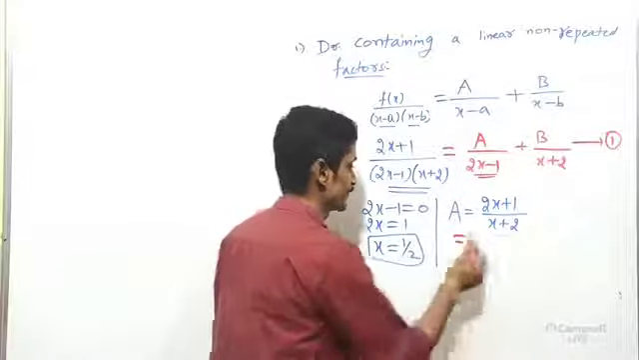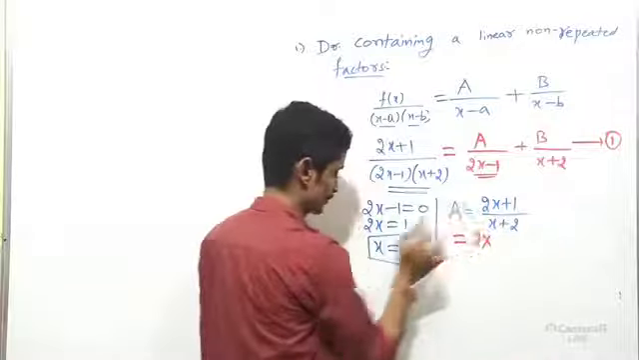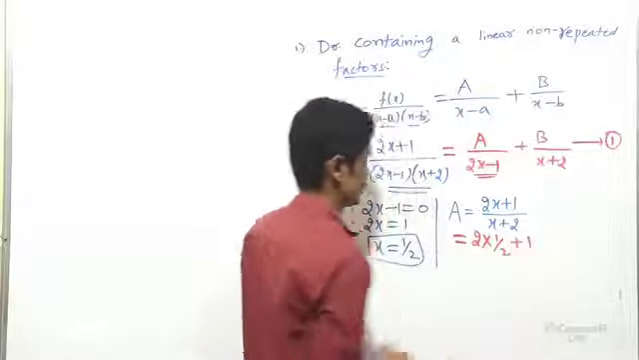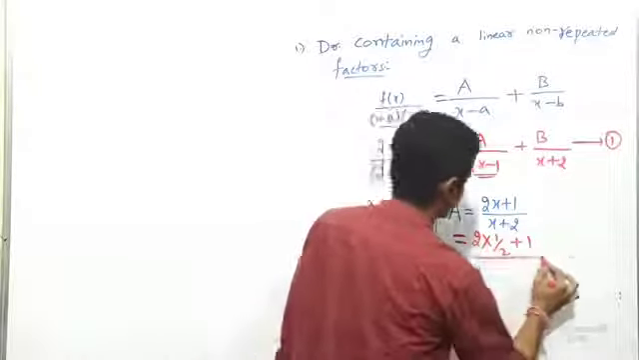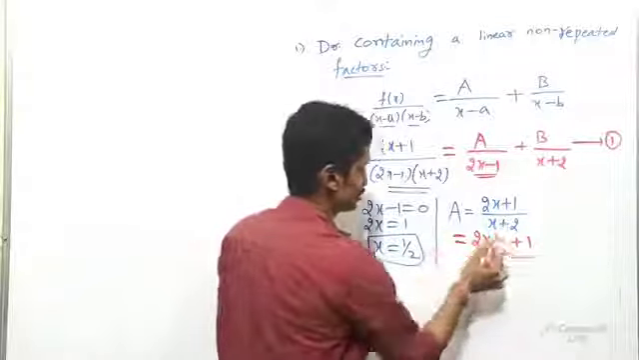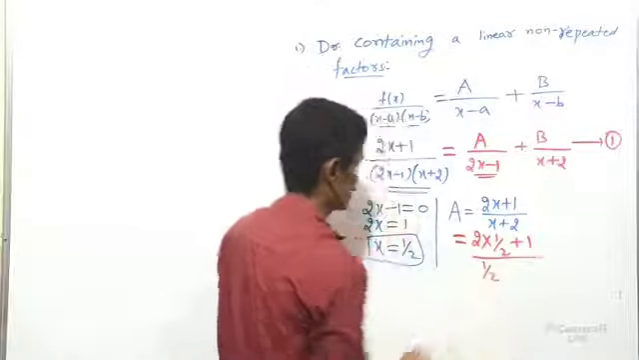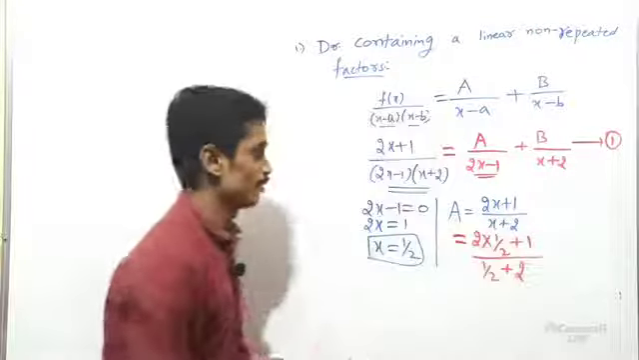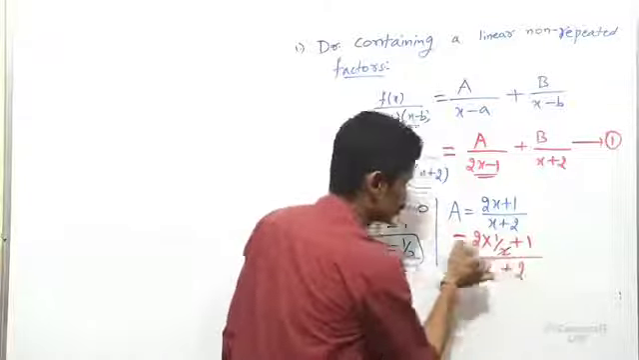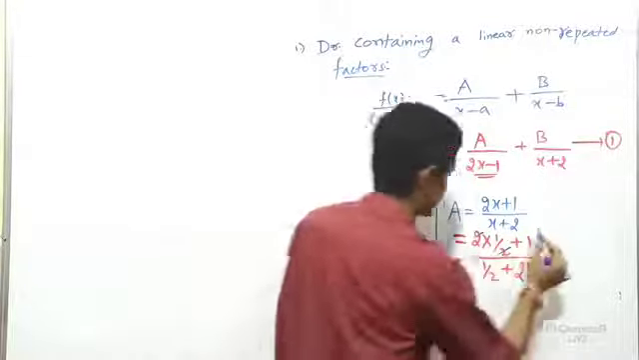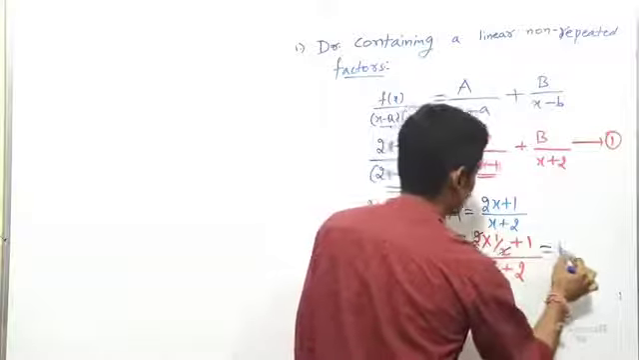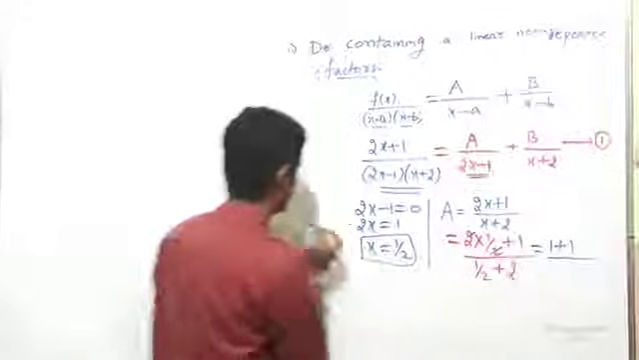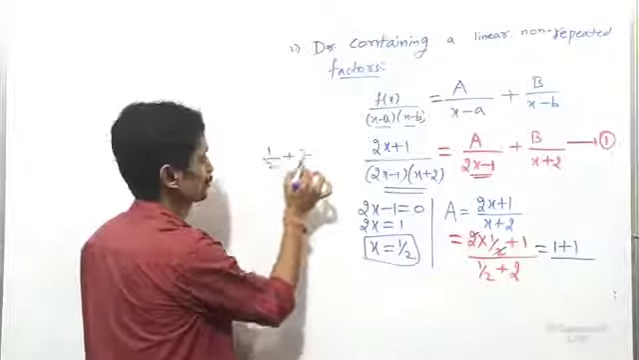Everyone is perfect in that simplification. That is 2 times, what is my x value? That is 1 divided by 2, plus 1, whole divided by x plus 2. There what can I write? 1 divided by 2 plus, how much is it? That is 2. Now we can simplify. 2 gets cancelled. After that what remains? 1 plus 1 upon, here a fraction calculation is there. What will be the answer? 1 by 2 plus 2.